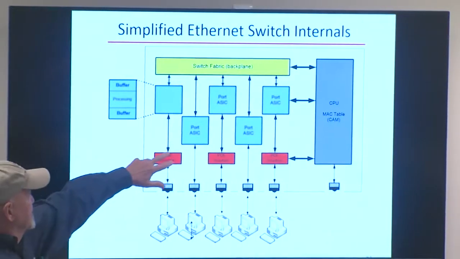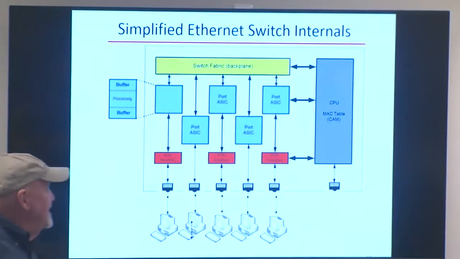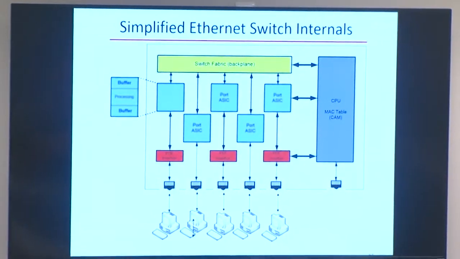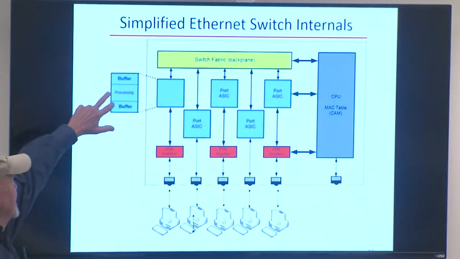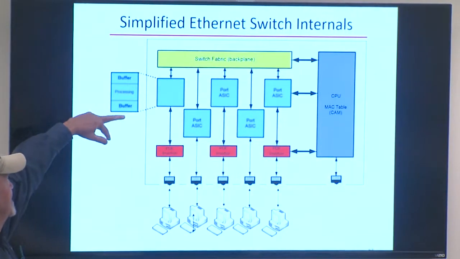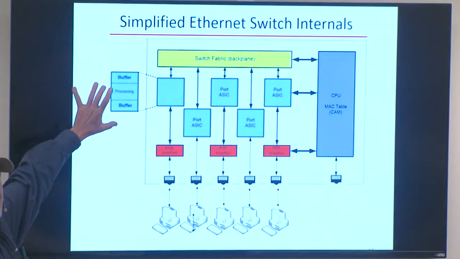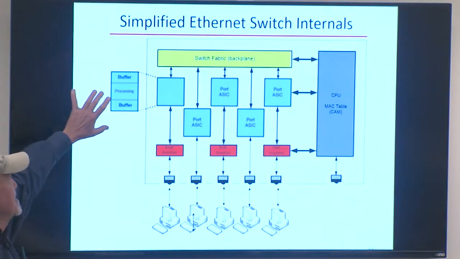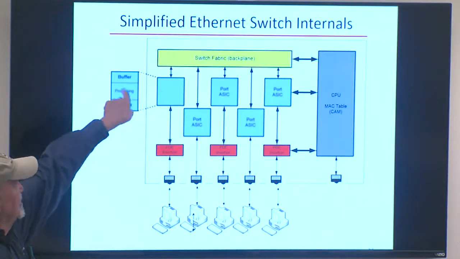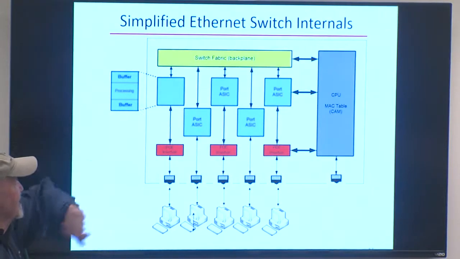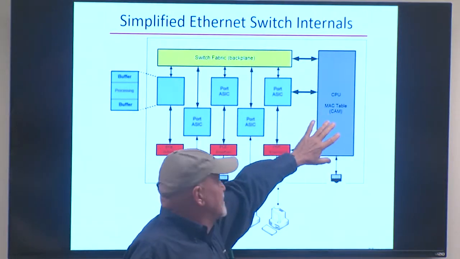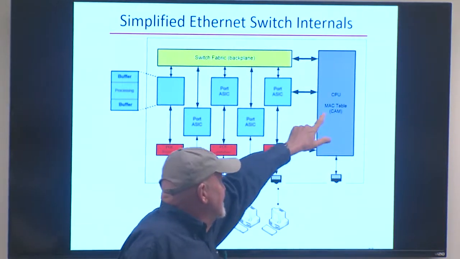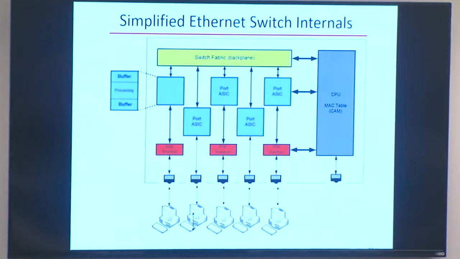We're going to have what is generically referred to as a port ASIC, which within that silicon is going to be some processing, and we're going to have egress and ingress buffers, in other words, some temporary memory. We're going to have a backplane where we connect everything together, and then there's going to be, of course, a central control processor, and there's going to be the MAC address table.